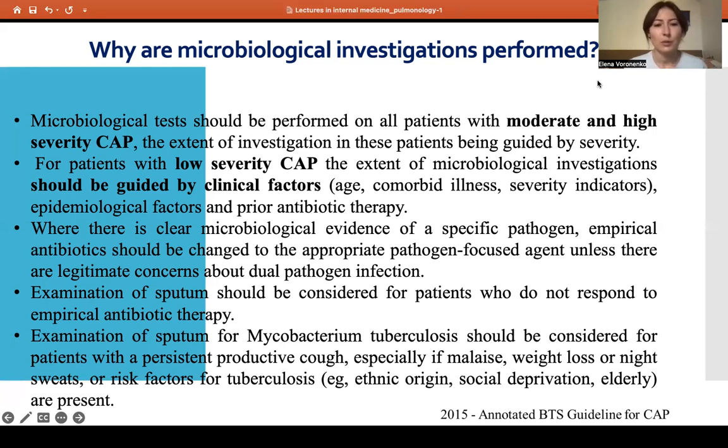Examination of sputum should be considered for patients who don't respond to empirical antibiotic therapy. Examination of sputum for Mycobacterium tuberculosis should be considered for patients with a persistent productive cough, especially if malaise, weight loss, and/or night sweats, or risk factors for tuberculosis.